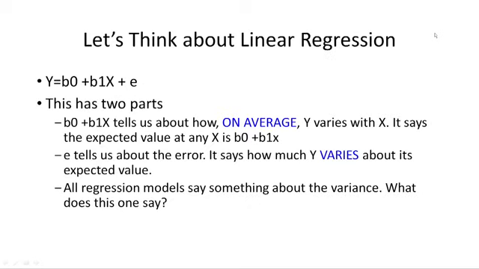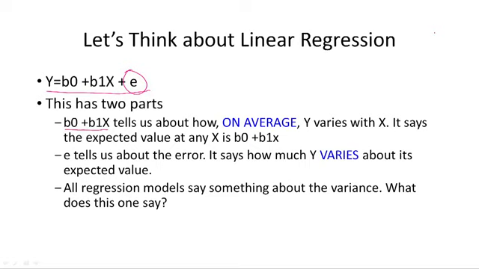Well, let's go back to the hydrogen atom of regression. Let's go back to a simple linear regression. So here's a simple linear regression, and it has two parts. The first part is the part I care about, right? How does my outcome vary with my predictors? So that's B0 plus B1x. That tells me, on average, when x goes up by 1, y goes up by B1. Okay? But there's also an error, right?